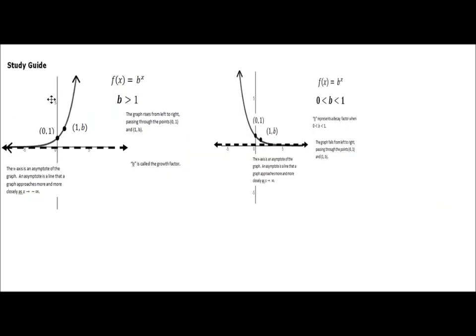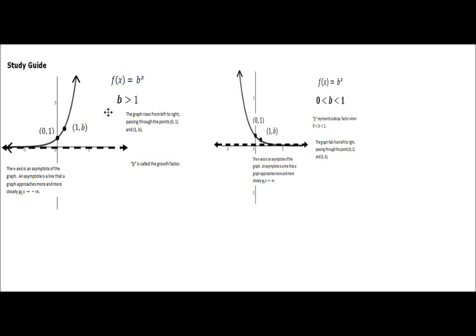And this is how the standard form looks. This is the parent function, f of x is equal to b to the x. So this is a growing function. See how it is growing from here and it's going up. This is an exponential growth function. And if you see, it has a y-intercept at 1, all right? And 1b is where there is the second point. So the graph rises from left to right, passing through the points 0, 1, and 1b.